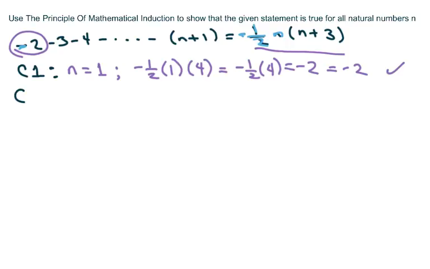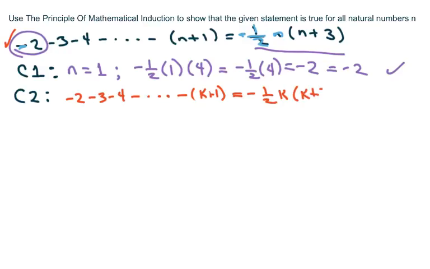If it works for some natural number k, then we show that it works for the next term, k plus 1. So I'm going to copy down this first statement here just with k. I'm going to rewrite it: negative 2 minus 3 minus dot dot dot minus, oh, not n, but it should be k plus 1, equals negative 1/2 k times k plus 3.